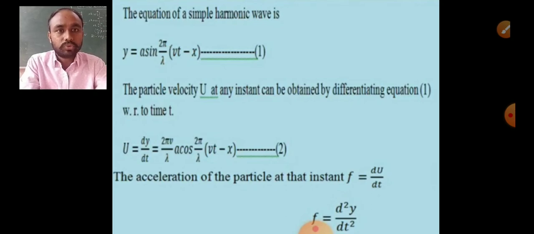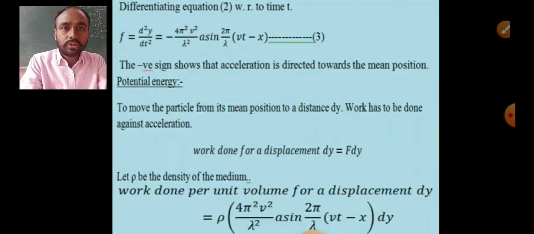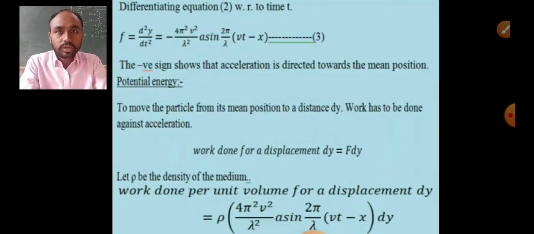and because u is dy by dt, it is d2y by dt square, since it is a double derivative. Already u is dy by dt, and d by dt of dy by dt means d2y by dt square. So, obviously we have to take the derivative of equation 2 once more, differentiating equation 2 with respect to time again. So, acceleration f is equal to d2y by dt square.